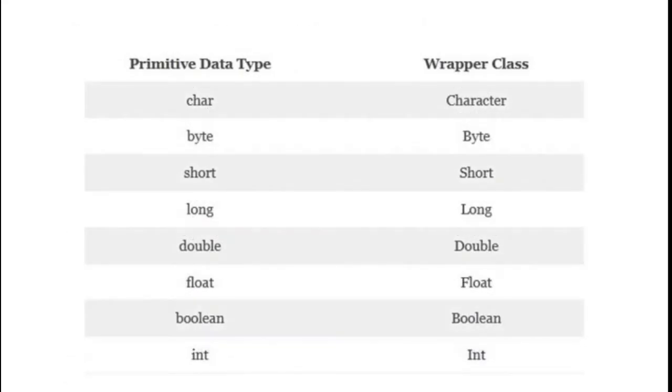Now, this is a list of all the primitive data types and their subsequent wrapper classes. Small char, as you can see, has its wrapper class as Character. Byte has capital B-Y-T-E, Byte. Short has Short. Long, double, float, boolean, int. So all these primitive data types which we earlier studied also have their wrapper classes.